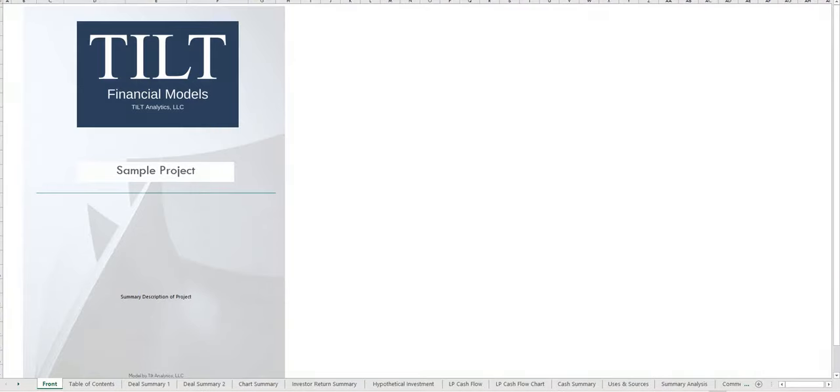Let's take a look at the real estate mixed-use acquisition model from Tilt Analytics. Mixed use in this case meaning commercial and residential segments. Acquisition meaning you are buying an asset that already exists and is operating.